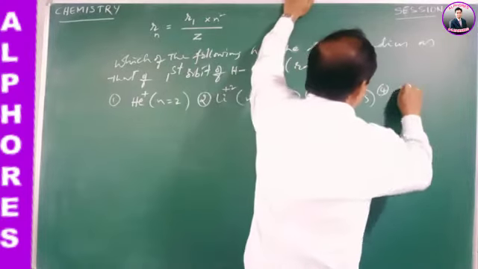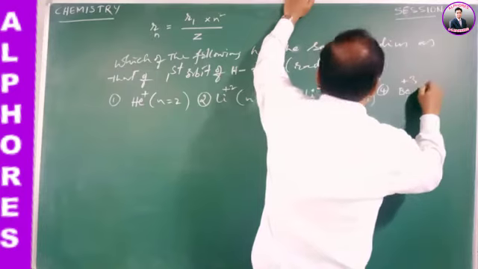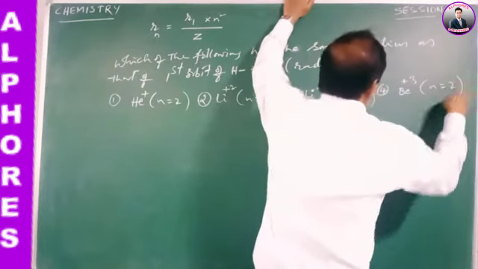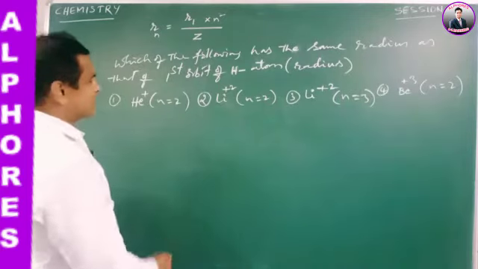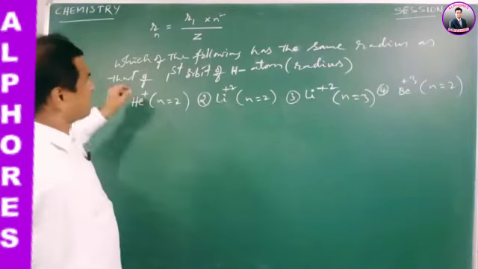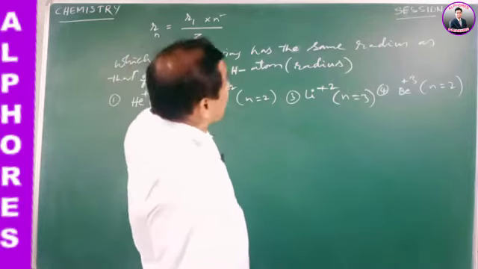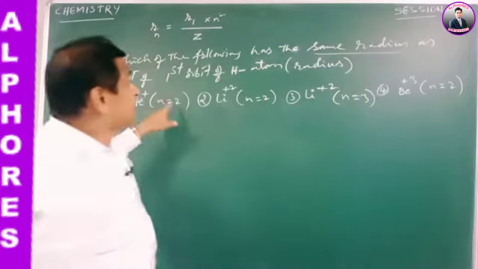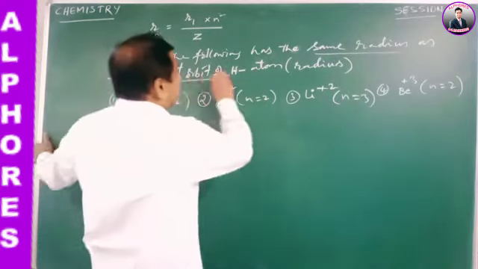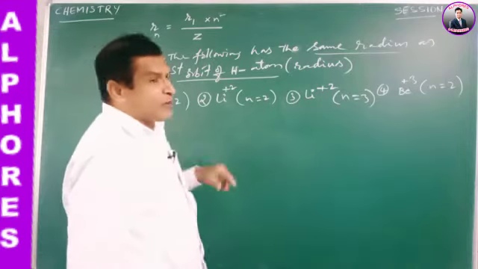Let us take beryllium plus 3, n is equal to 2, okay. So these are the options given for us. Now let us work out what is the question. Which of the following has the same radius as that of the radius of the first orbit of hydrogen atom, okay.